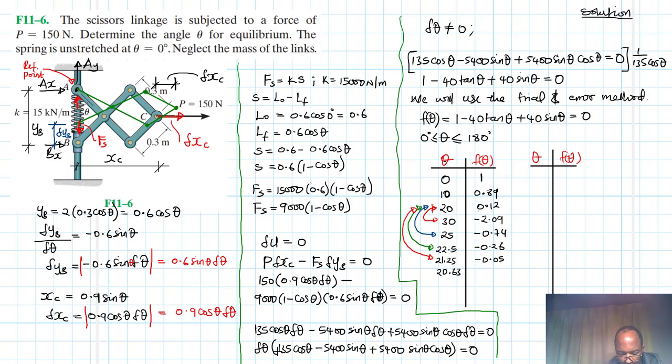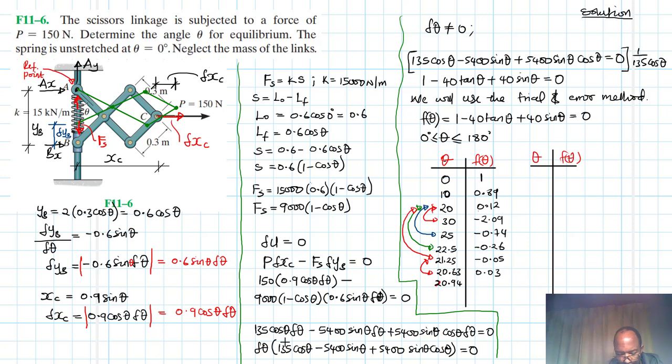You plug in again, 1 minus 40 tan 20.63 plus 40 sine 20.63. So you have here 0.03. So I mean, this has changed to positive. So again, we get the minimum of the two values, these are the ones that are minimum on both sides of the number line. We get the average of that, divided by 2. So you have 20.94.